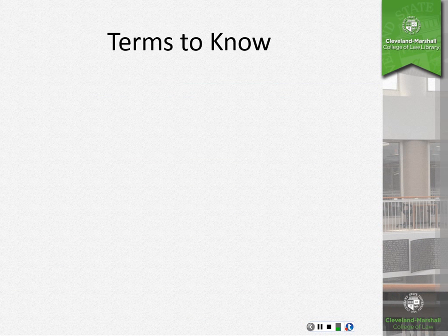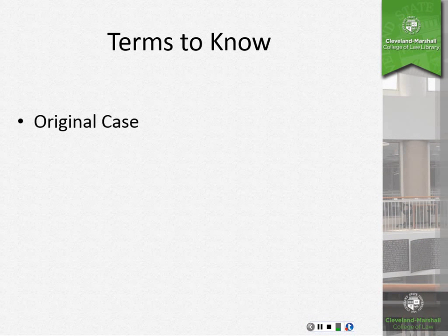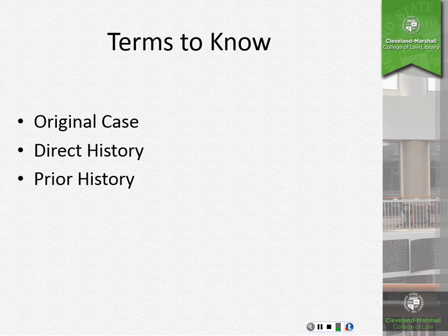Before we go any further, it's important that you understand some key terms. The original case is the subject of the KeyCite report. The original case we're using is the Uden case. Direct history refers to all of the opinions issued in conjunction with a single piece of litigation. This includes any cases that appeal or remand the original case. Prior history are opinions issued before the original case. They are part of the direct history of the original case. Subsequent history are opinions issued after the original case. They are part of the direct history of the original case.